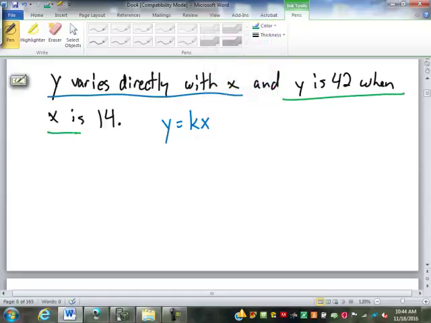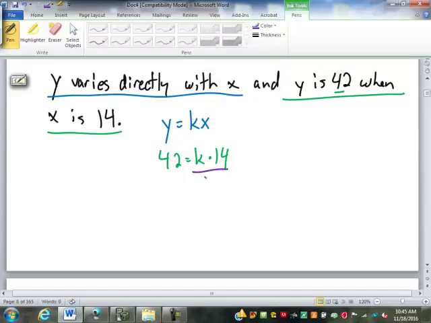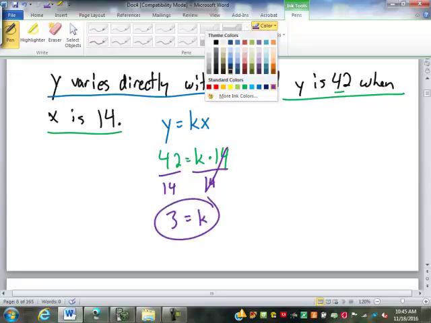Y is 42 when x is 14 is giving us one condition in that equation, so we can find our constant. 42 goes in for y. We're looking for k. 14 goes in for x. So 42 equals k times 14. So we divide by 14 to solve for k. 42 divided by 14 is 3. So k equals 3.